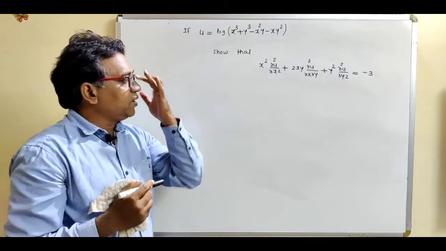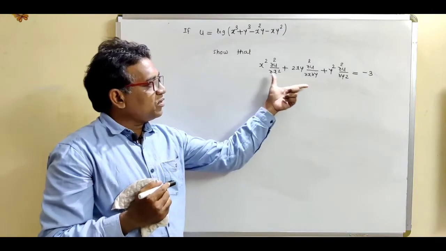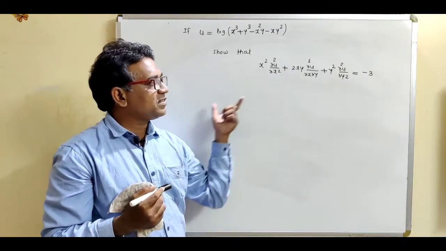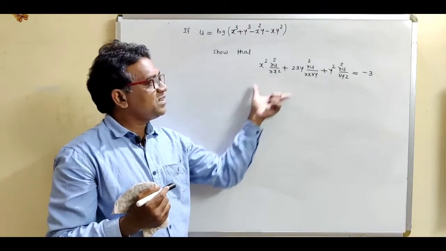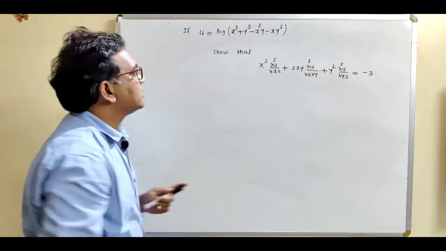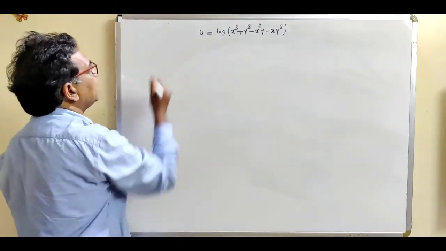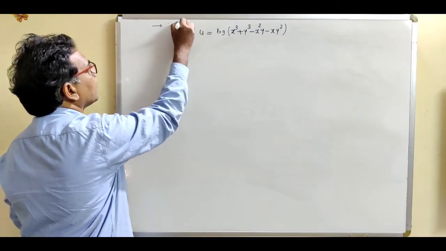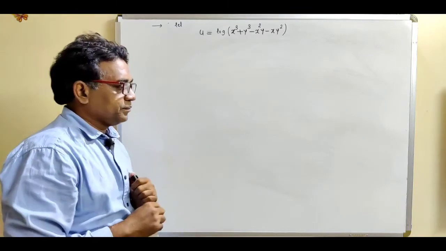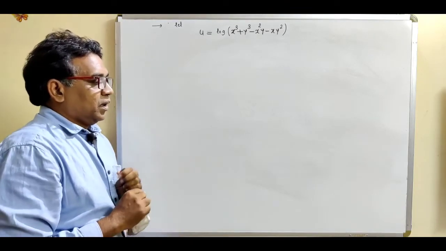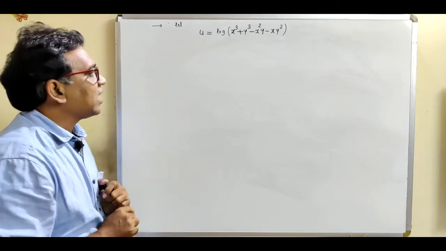So this is the same topic which is based on the consequence of the Euler's theorem. How to get this consequence? First of all, obtain the statement of Euler's theorem. Suppose that is equation number 1, and just apply 3 steps and get this consequence. So write down the solution. Let u is equal to log of x cube plus y cube minus x square y minus xy square.